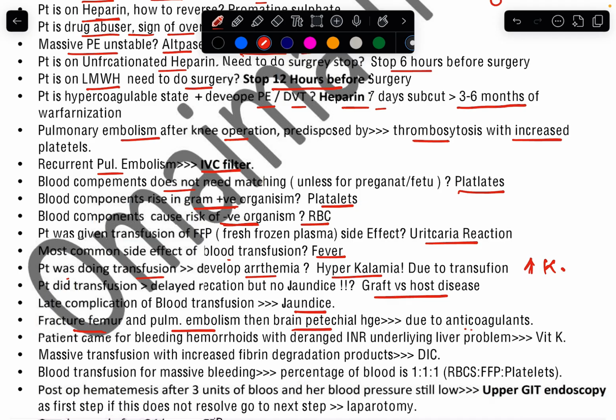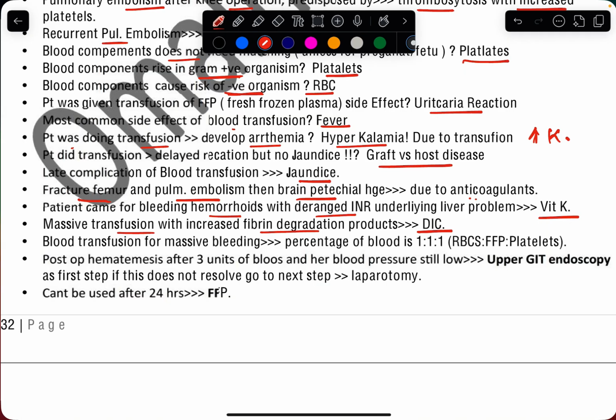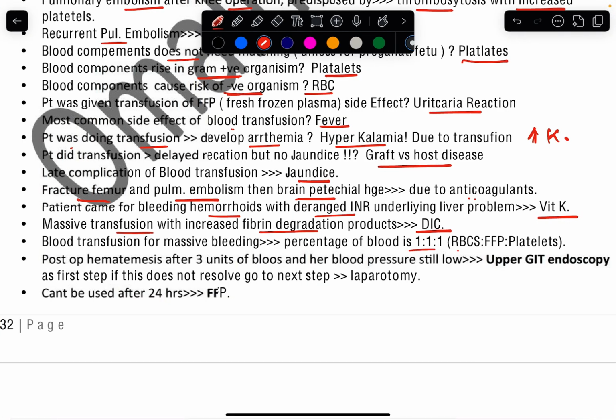What is this hemorrhage in the brain due to anticoagulants? It's not there. Came for bleeding hemorrhoids. Hemorrhoids are there. Deranged INR, underlying liver problem: vitamin K. Massive transfusion with increased bleeding, it is DIC. Blood transfusion for massive bleeding: fresh RBC, platelets. Post-operative hematemesis, 3 units of blood and her blood pressure is still low. Upper GI endoscopy as a first step.